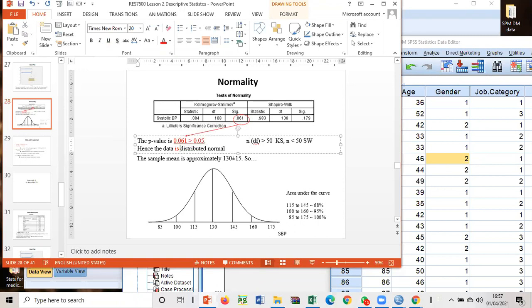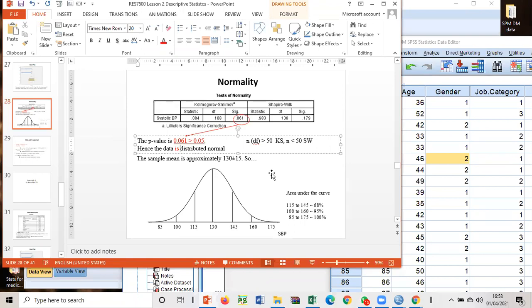So normally the p-value tells us whether the data is distributed normal or not, right? My question is, is the data distributed normal? I look at that p-value, the one in the circle. Is it more than or less than 0.05? If it is more than 0.05, we say yes. Less than 0.05, we say no. So look at the figure, the circle in red.